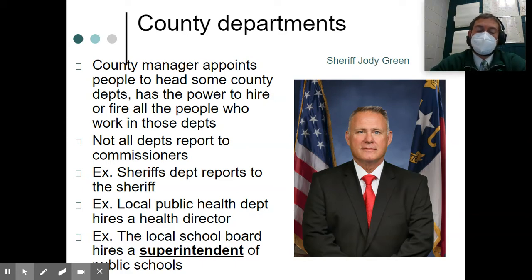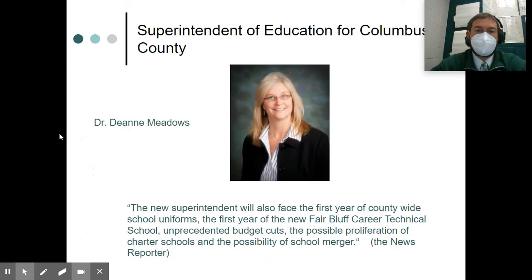Not all departments report to commissioners. For example, the sheriff's department reports to the sheriff. The local public health department hires a health director, and the local school board hires a superintendent of public schools. Jody Green is our sheriff. Dr. Deanne Meadows is our superintendent.